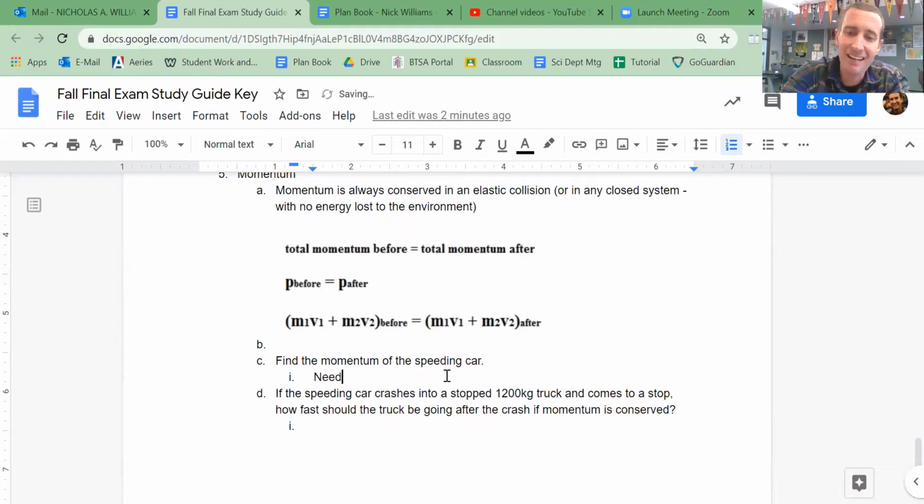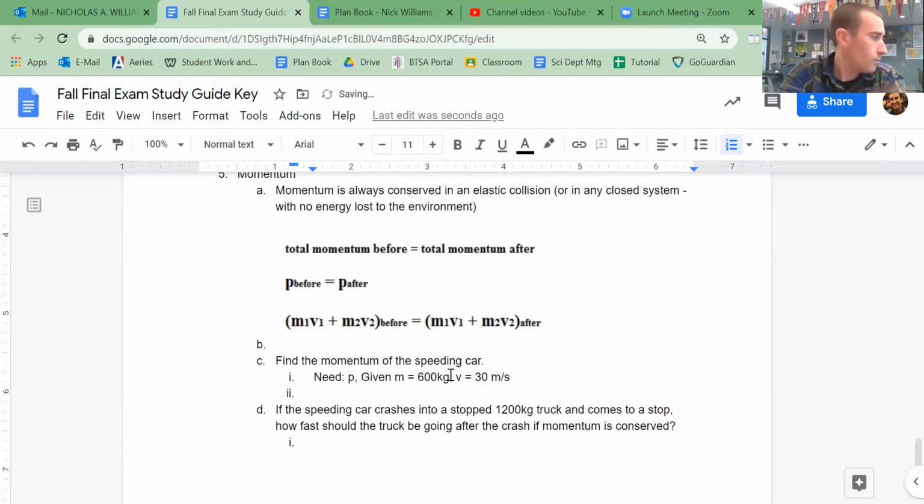So I need momentum, which is p. I am given the mass of the speeding car, and I'm just going to do m equals 600 kilograms. I'm also given the velocity of the speeding car, which was 30 meters per second. So when I look up my equation for momentum, momentum p equals, that should be lowercase p, please, mass times velocity.